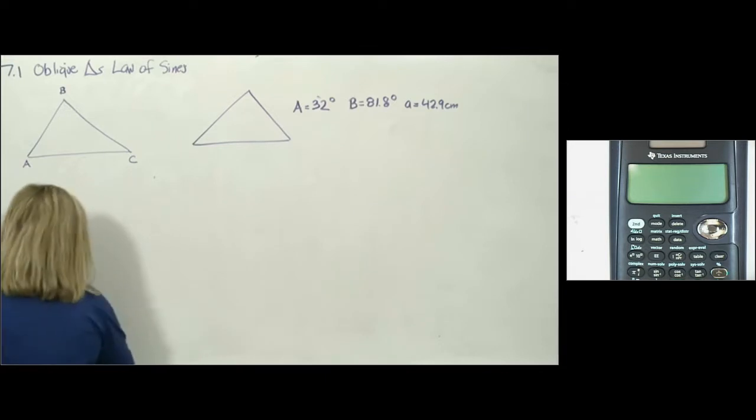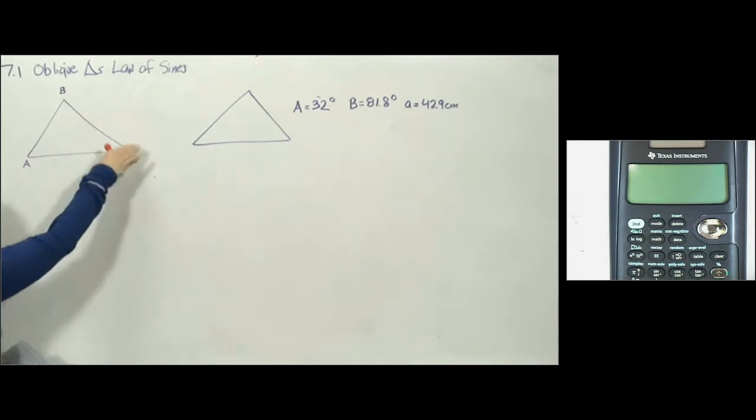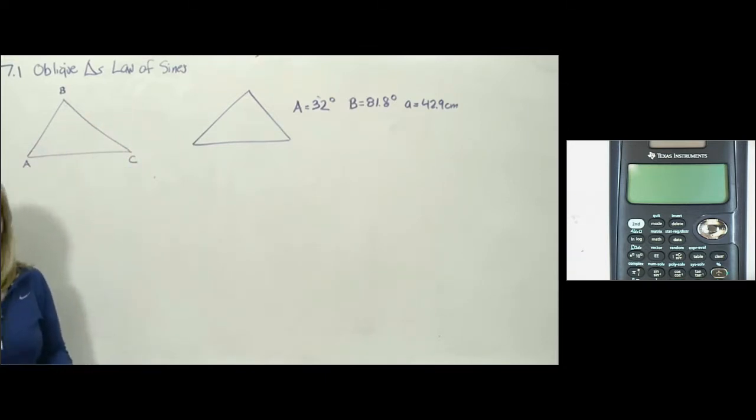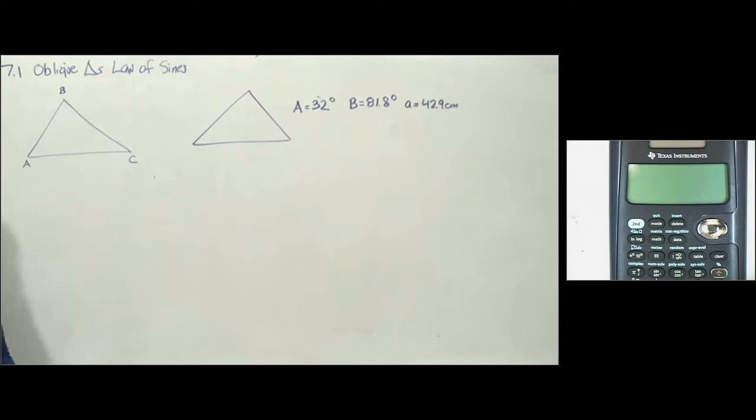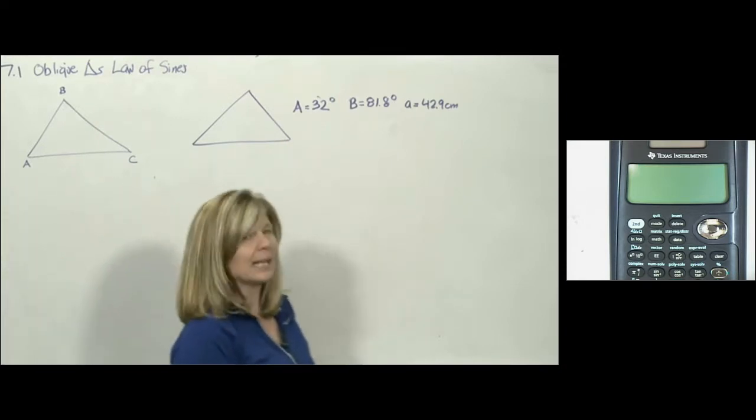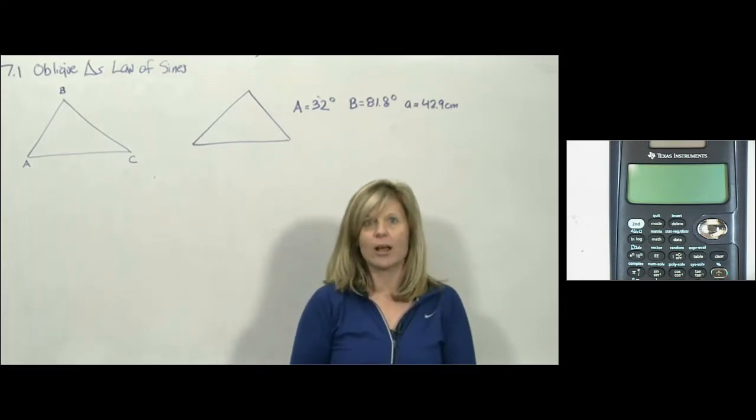So if you look here, here is a triangle ABC. Is it a right triangle? Absolutely not. That's not 90 degrees, that's not 90 degrees, and that's not 90 degrees. So our three angles are not 90 degrees, so it is not a right triangle.